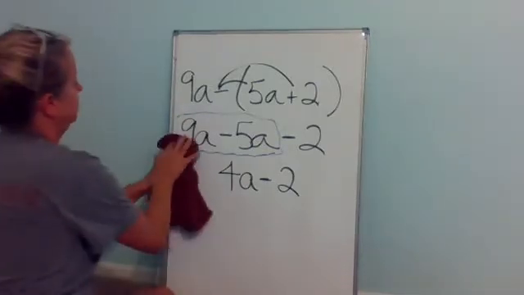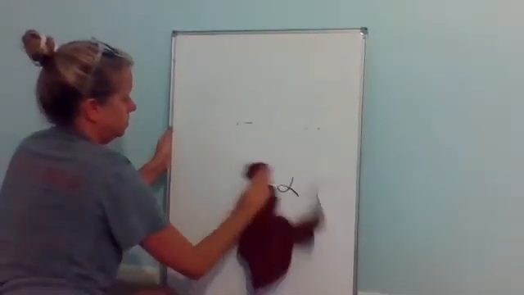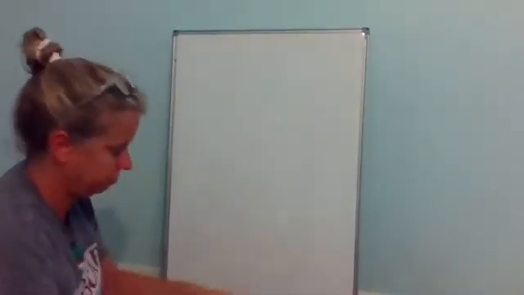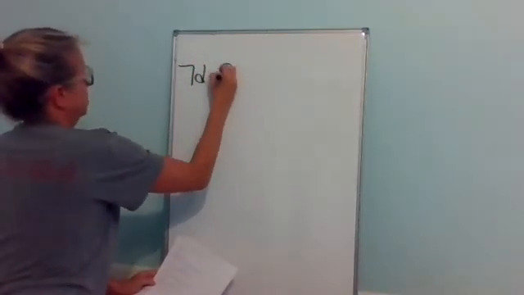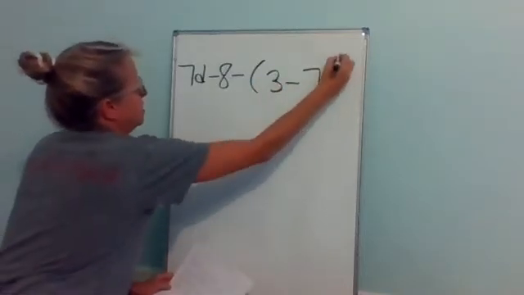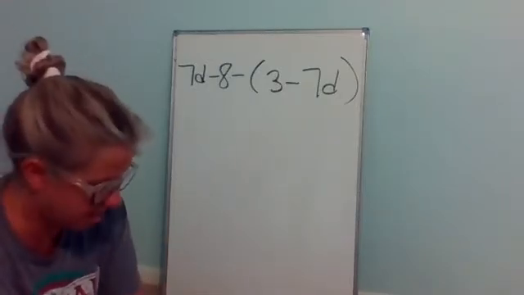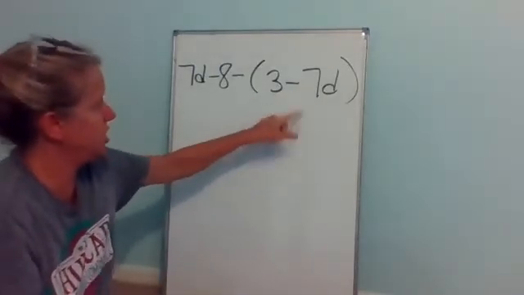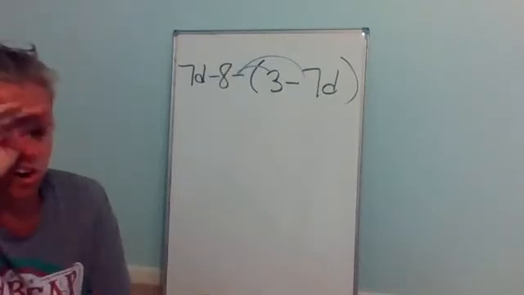Right, number 6. 7D minus 8 minus open parentheses 3 minus 7D. All right, so once again, before I start combining, you don't want to combine anything until after you've distributed, because after you distribute, these signs are going to change, right? Again, because it has that negative. So you don't want to combine anything until your parentheses are gone.